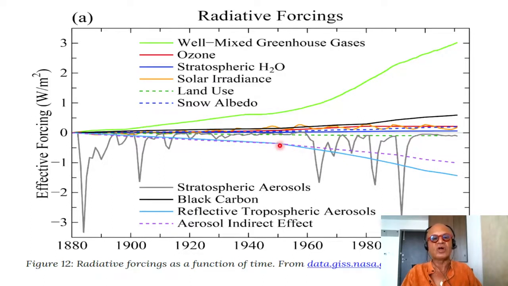And snow albedo, which is one of these lines here. The colors are not terribly clear here. So reflective tropospheric aerosols are here. Stratospheric aerosols associated with volcanoes are in here. You can see the spikes. So you can see El Chichon, Pinatubo, Agung, Krakatau, and the other one.